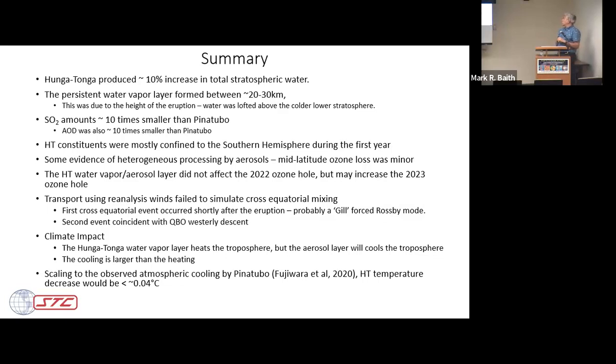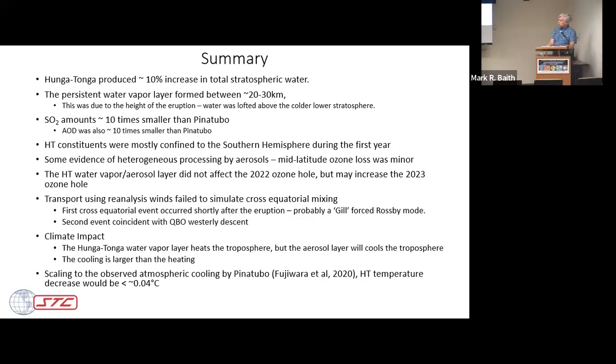As for the Hunga-Tonga climate impact, a water vapor layer heats the troposphere, but the aerosol layer cools the troposphere, and the cooling is bigger than the heating. If you scale the observed atmospheric cooling, just the aerosol part, to Pinatubo, the Hunga-Tonga temperature decrease would be less than 0.04 degrees. And I defy you to find that in the meteorological data. It'll be really hard to see.